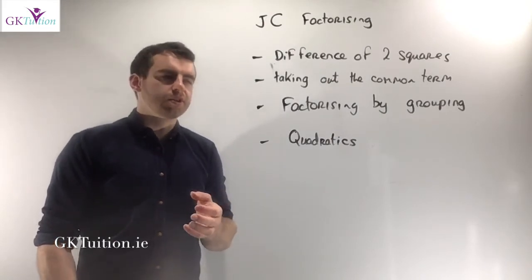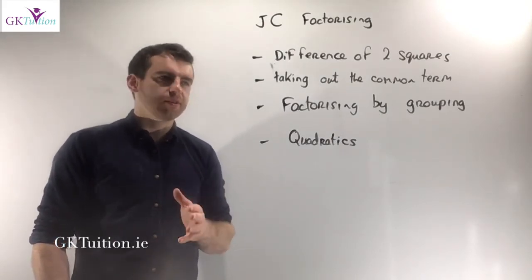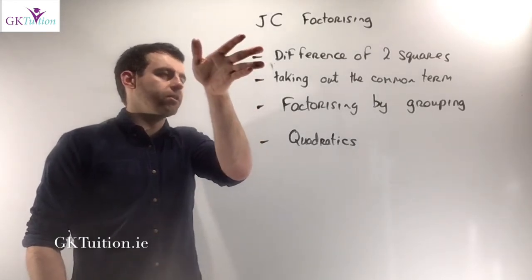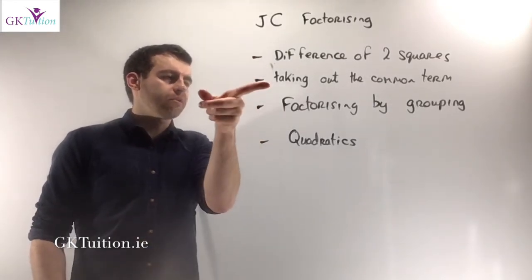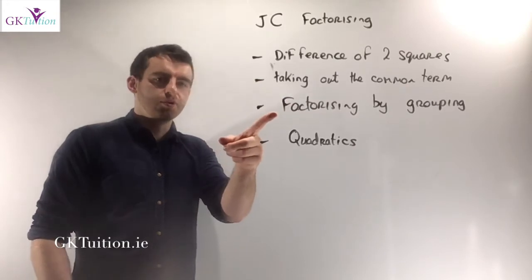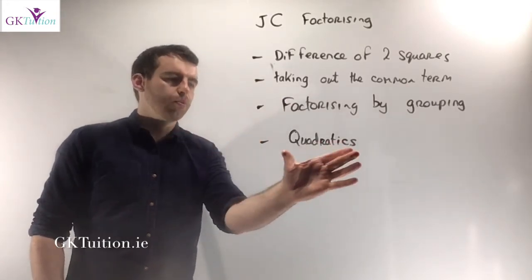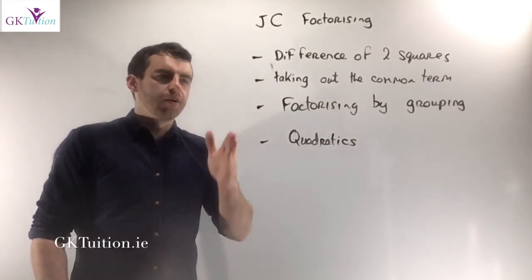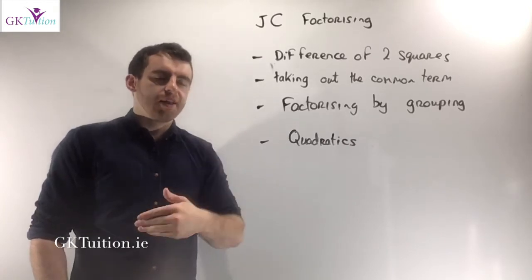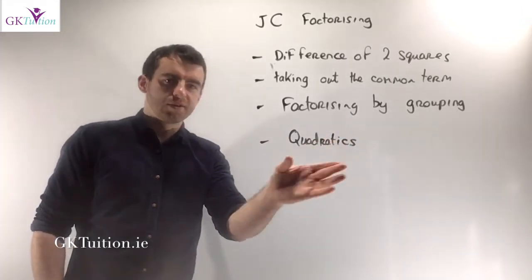When I'm teaching Junior Certs, I always split factorising into 4 different sections. You need to be able to factorise the difference of two squares, taking out the common term, factorising by grouping, and then by far the most important one is quadratics. In this video, I'm going to talk to you about the first 3, and then in the next video, we're going to talk about factorising quadratics.